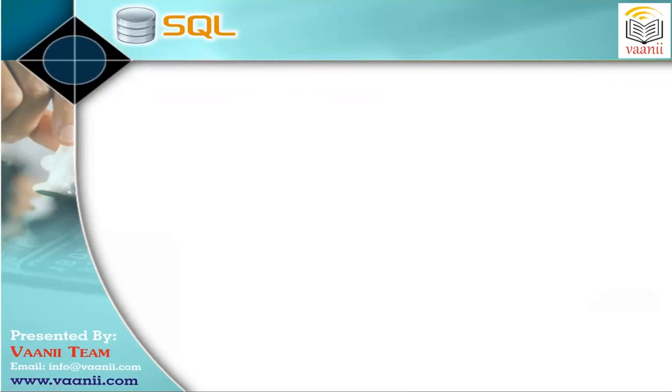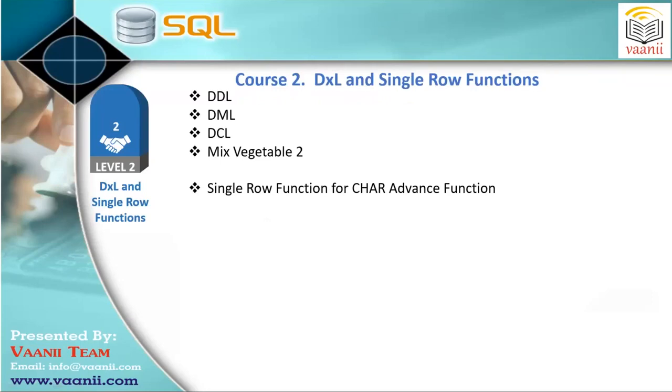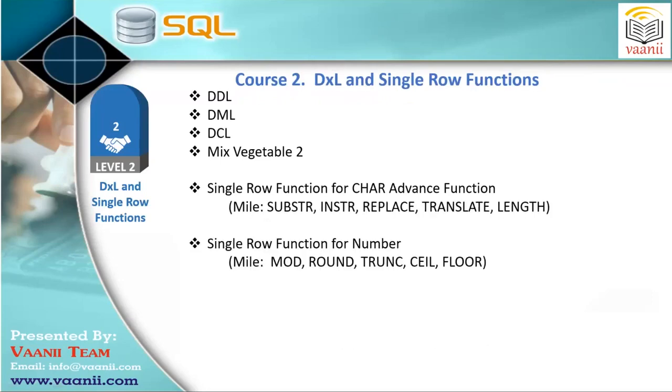Let's walk through level 2. Here you are going to learn DDL, DML, DCL, and then the mixed vegetable too, to practice all the previous topics. In the single row functions, I'm going to cover first the char functions: substring, string replace, translate, length, and single row functions for number: mod, round, trunc, ceil, and floor.